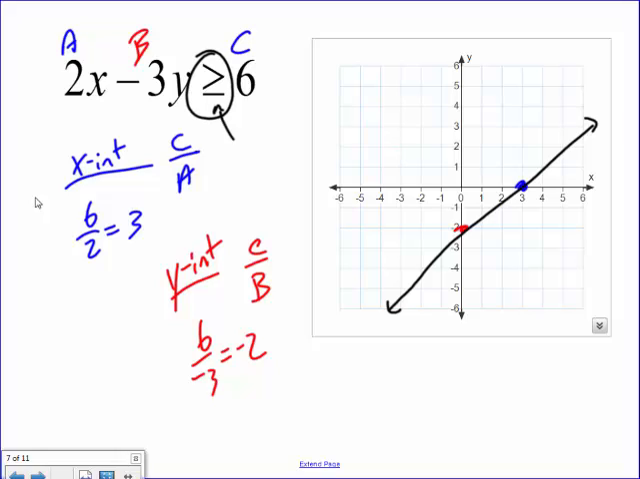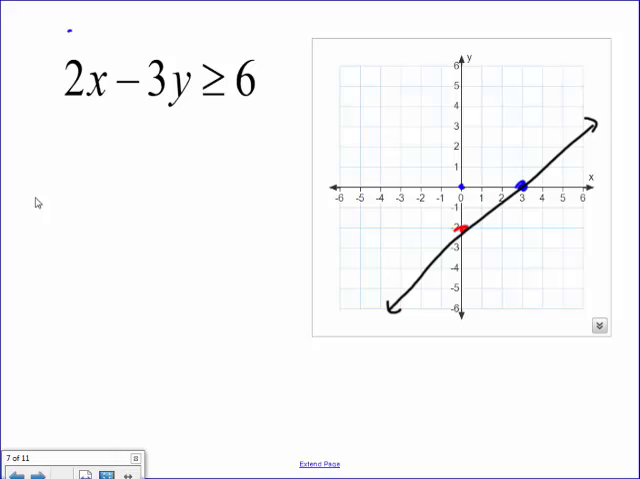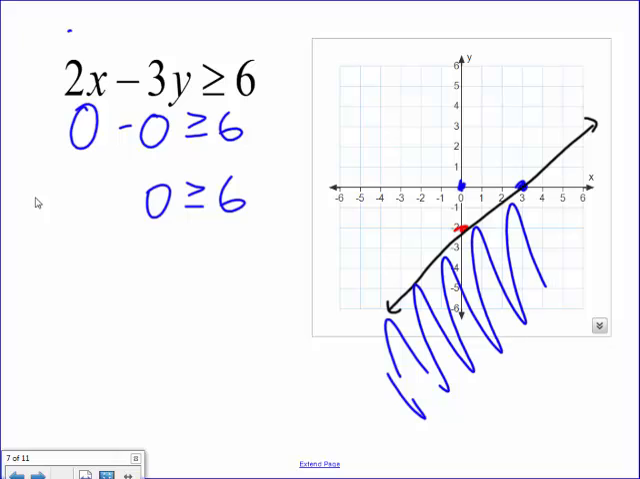And now we have to test a point to figure out where to shade. What's a good point to test? Yeah, 0, 0. It's not on the line, so I'm going to test 0, 0. I plug in 0 for x, so 2 times 0, and then 0 for y, so 3 times 0 is 0. Is 0 greater than or equal to x? No, it's not. So all the points on this side don't work, so I need to shade the opposite side. All the points down here would work.